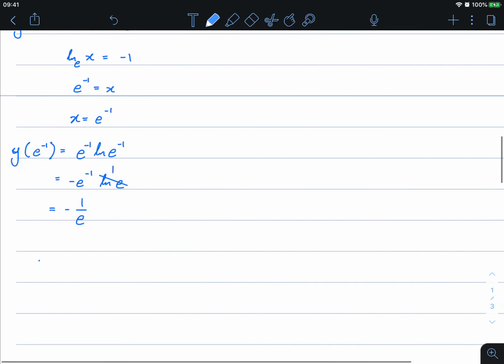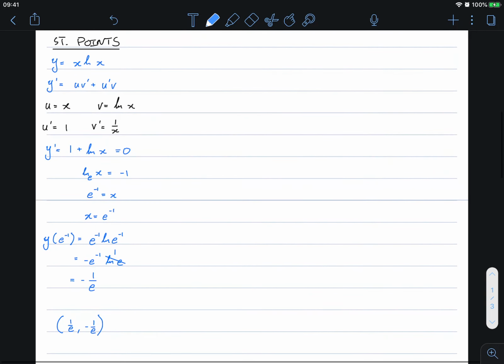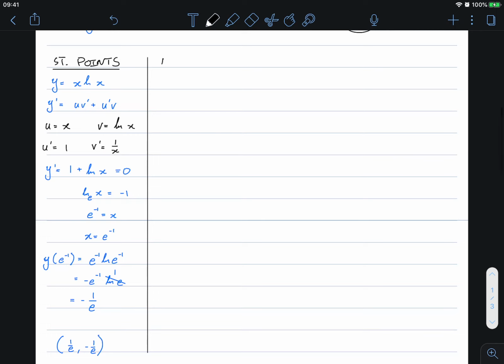So we have a stationary point at 1 on e and negative 1 on e. Here's a stationary point. Now to find the nature of this, you can do it in many ways. I'm going to be using the second derivative for this.